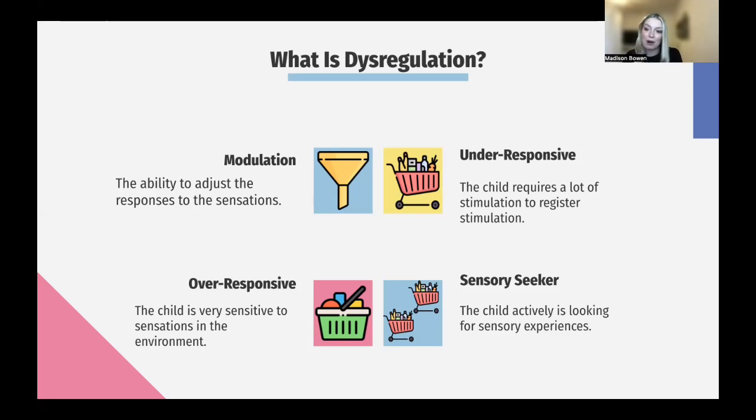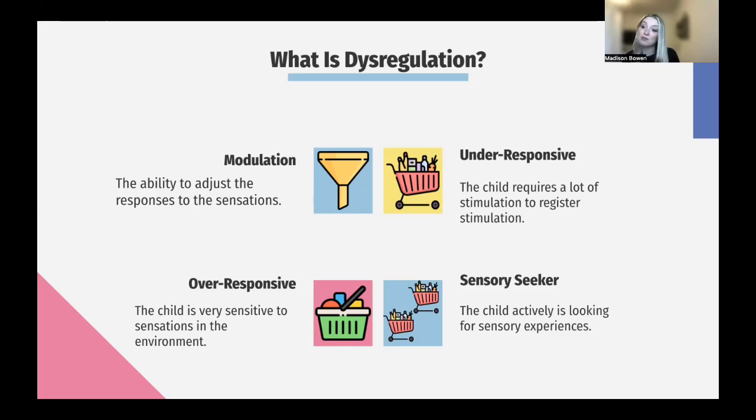So in my example, a lot of people use cups, but I want to use grocery carts. So think of it like this. When you have an over-responsive child, maybe they already come to the table with a grocery basket and it's already very small. So only a small amount of sensation can fill up the basket.